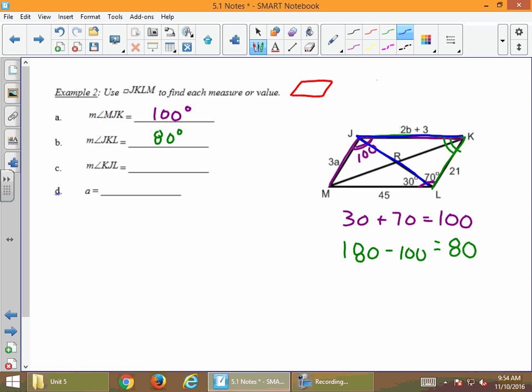30 degrees. Yeah, I can just make up numbers too. It's 40 degrees. I can't just make things up like that. Who's saying 30? And then give me an explanation why. KJL, why is that 30 degrees? Alternate interior angles. I will accept that answer. Remember, we're talking about parallelograms. So we have parallel lines. That is parallel to that. This guy is parallel to this guy over here.